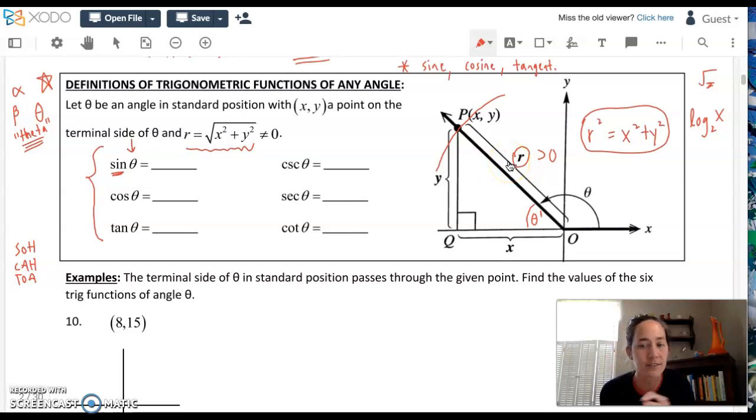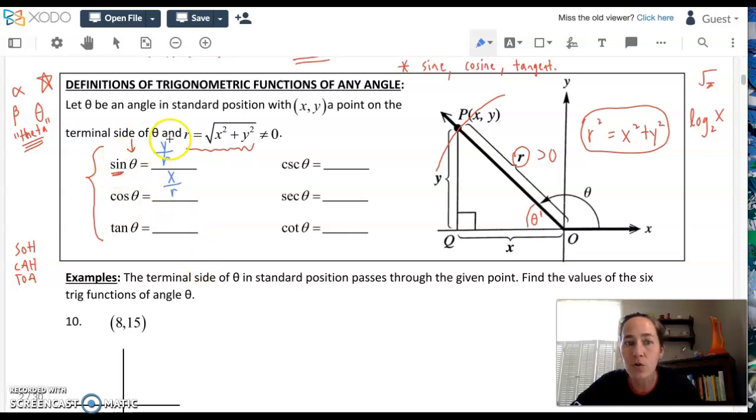For us, instead of writing O over H, I want you to use the letters that are given on this picture, and I'd like you to write Y over R. We're going to use this as our definition. Sine of theta always equals Y over R. Cosine of theta. In SOHCAHTOA notation, it was adjacent over hypotenuse. We're going to always call it in our pictures in this unit x over r.